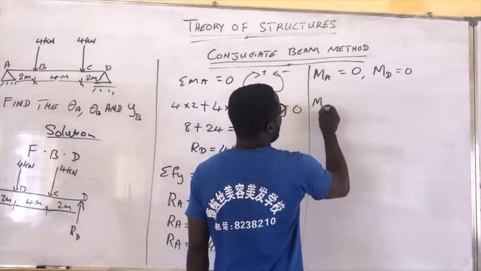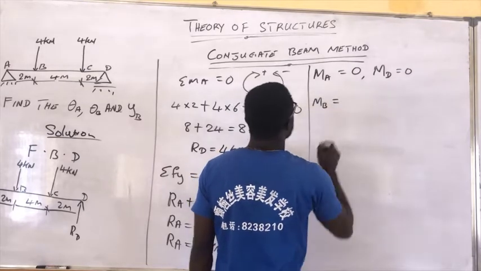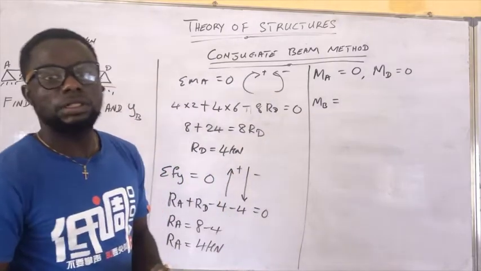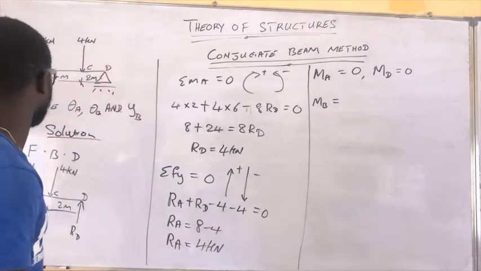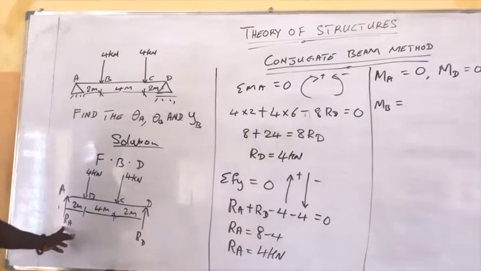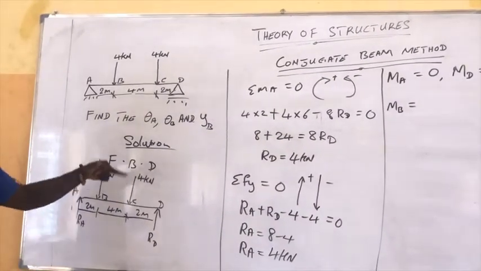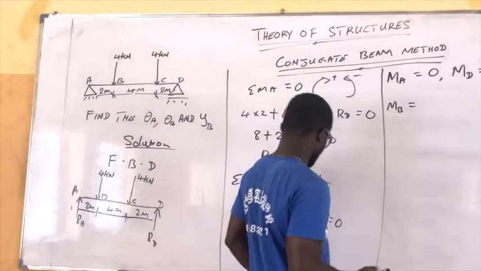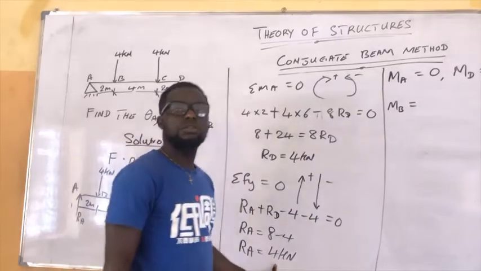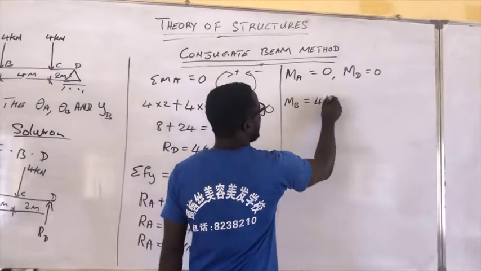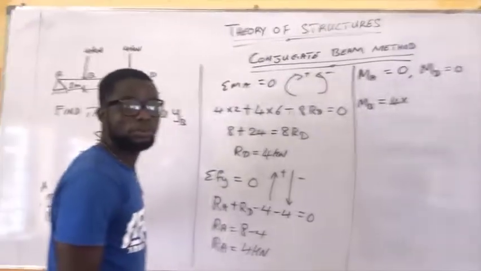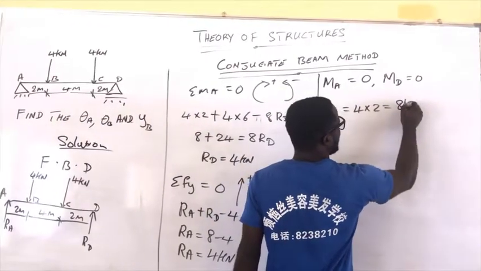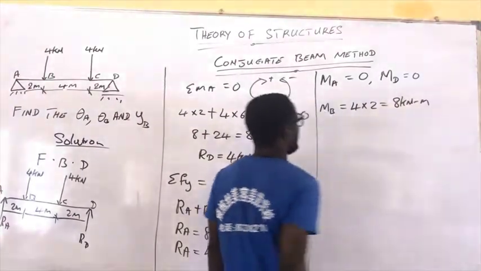Moment at B equals, using the bending moment sign convention, RA is going in the clockwise direction, so it's going to give us a positive moment. Our RA we calculated already to be 4 kilonewtons. We have 4 multiplied by the perpendicular distance to point B, which is 2, and we have this to be 8 kilonewton-meters.